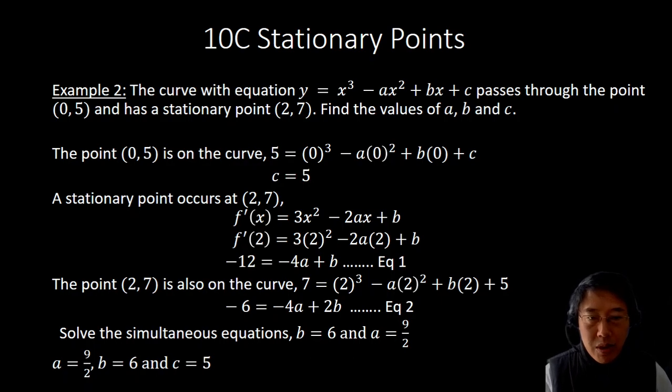Whichever method you use, there's a nice factor of 4 in between the two, so you can eliminate a, and you get those values of a and b over here. Okay.